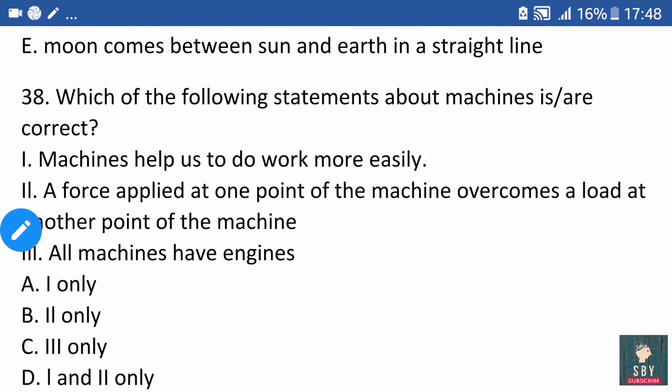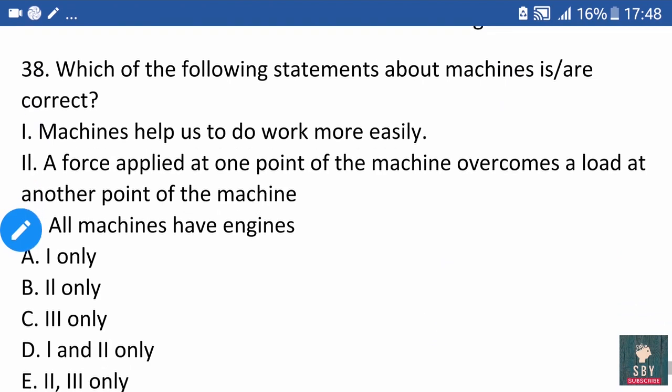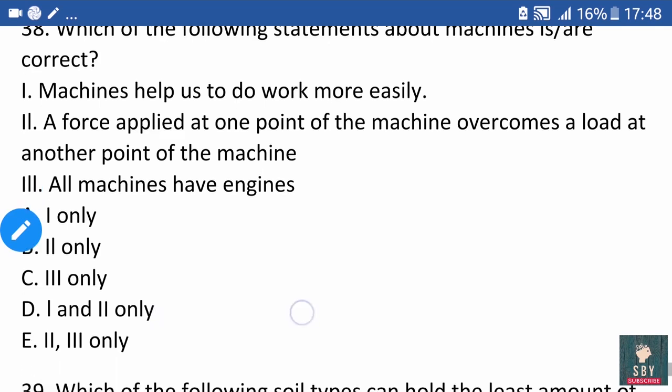38. Which of the following statements about machines is or are correct? Machines help us to do work easily. A force applied at one point of a machine overcomes a load at another point of the machine. All machines have engines. All machines do not have engines. So I is correct. II is also correct. So the answer is D.